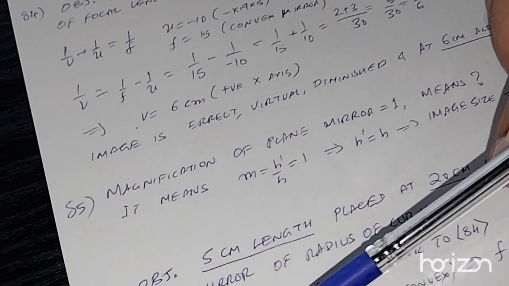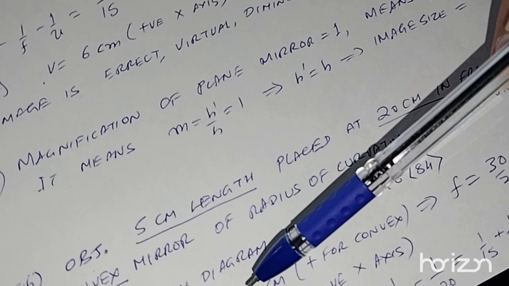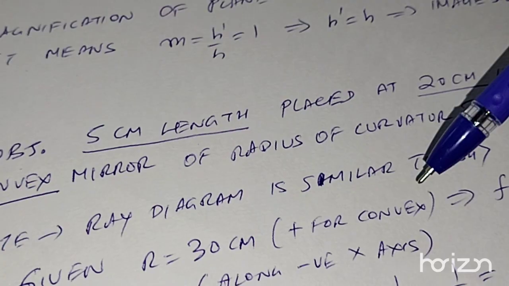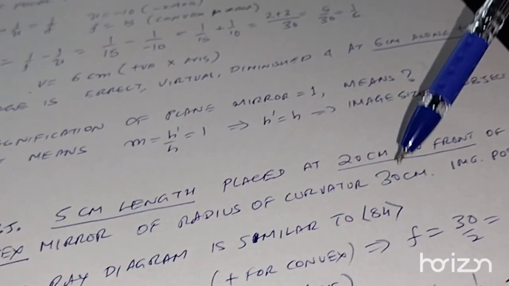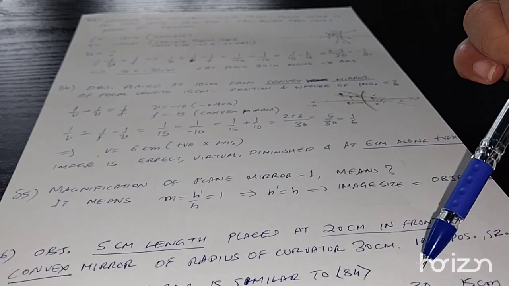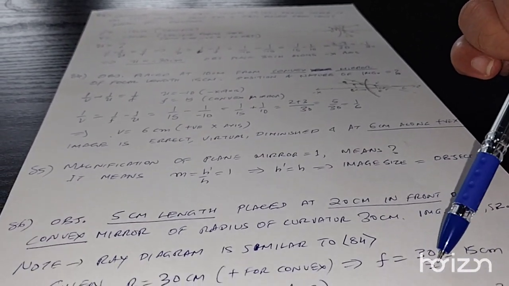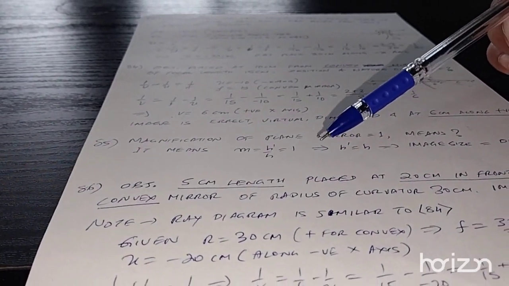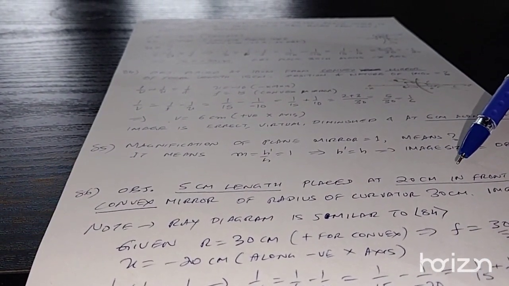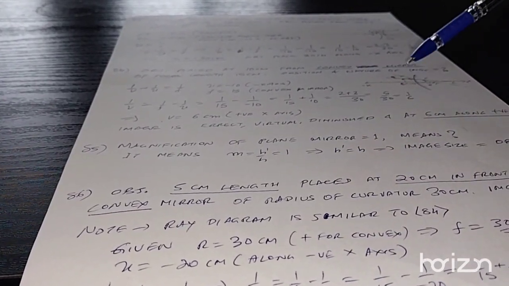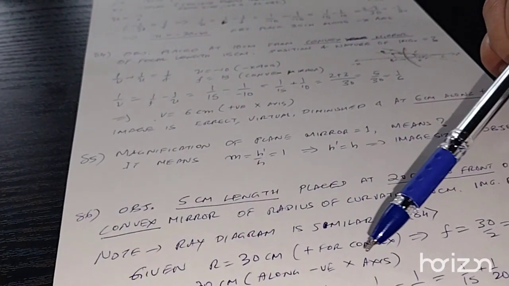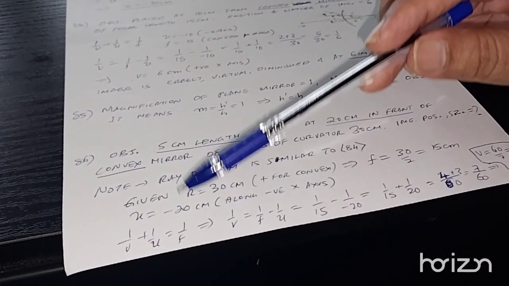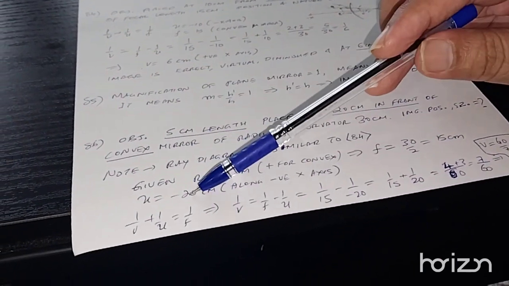Given that R, radius of curvature, is 30 centimeter, which is positive for a convex mirror. This is a convex mirror. The focal length is radius of curvature by 2, that is 30 by 2, that is 15 centimeter. And they have said that you have kept the object 20 centimeter in front of the convex mirror, which is along the negative x-axis, right? So you will get u is equal to minus 20 centimeter. Minus because it's placed along the negative x-axis.